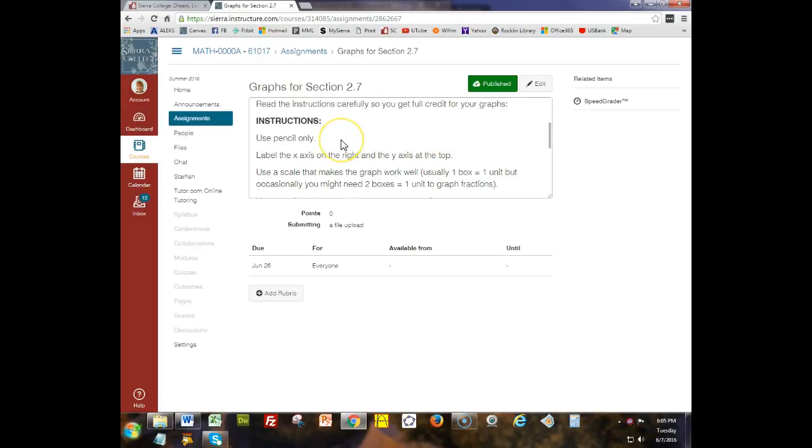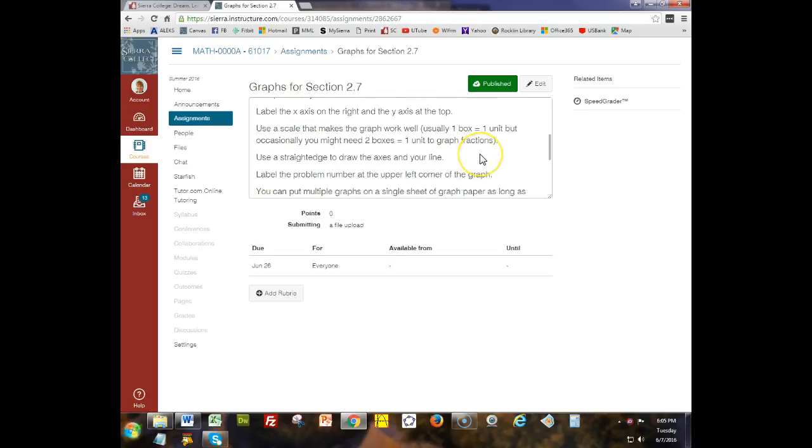I want you to use pencil only. Label the x-axis on the right and the y-axis at the top. There's a reason for that. You label the positive direction. Use a scale that makes your graph work well. Use lots of graph paper. Don't worry about trying to fit 6 graphs on one sheet of paper. Bigger is usually better for understanding the graph and having it be clear and beautiful for the reader.